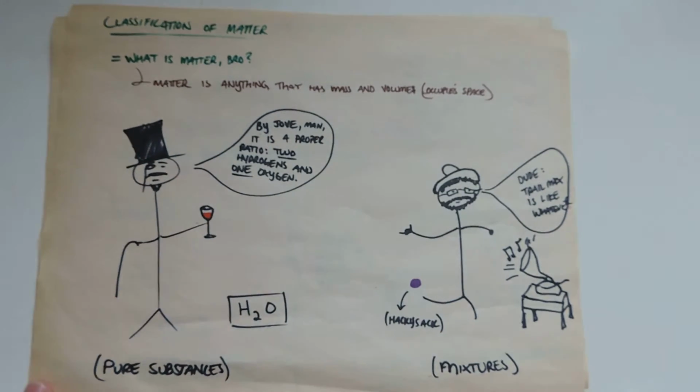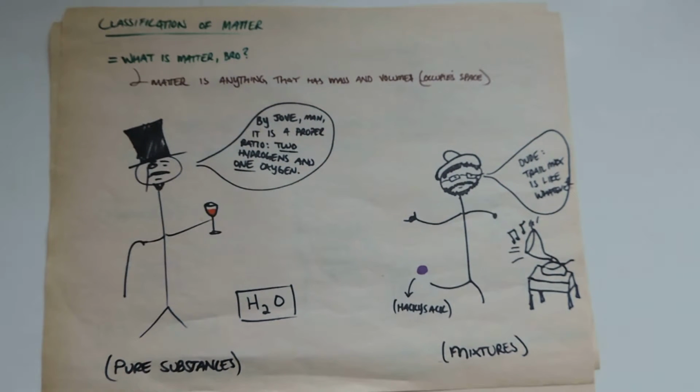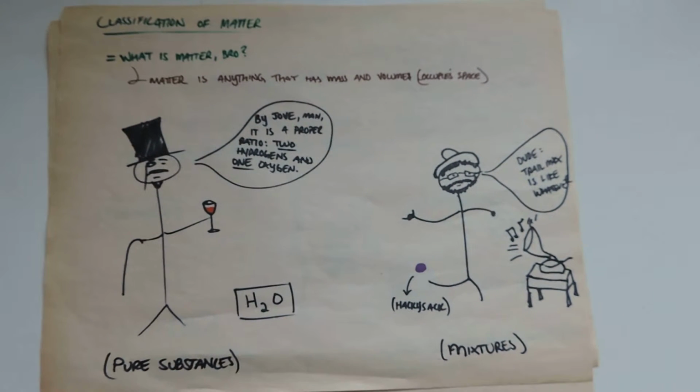Okay, so matter is classified in two ways, which I've kind of characterized here and here. But first, what is matter? Matter is anything that has mass and volume, so anything with a weight and something that occupies space. So that's pretty much anything you can touch. That's like any physical reality. And so I've characterized the two categories of matter, which are pure substances and mixtures.